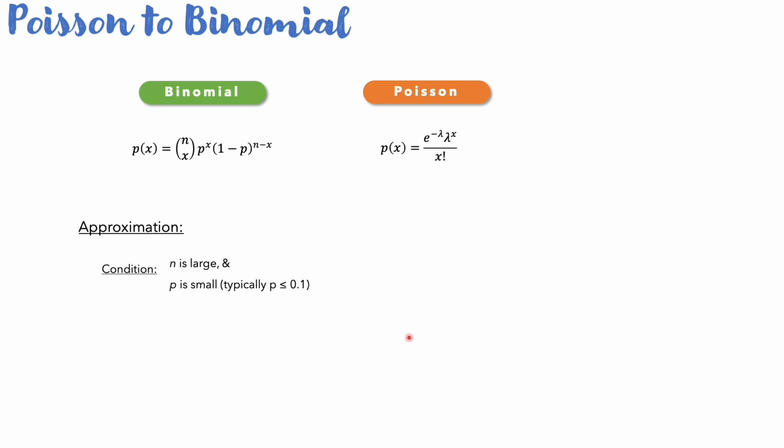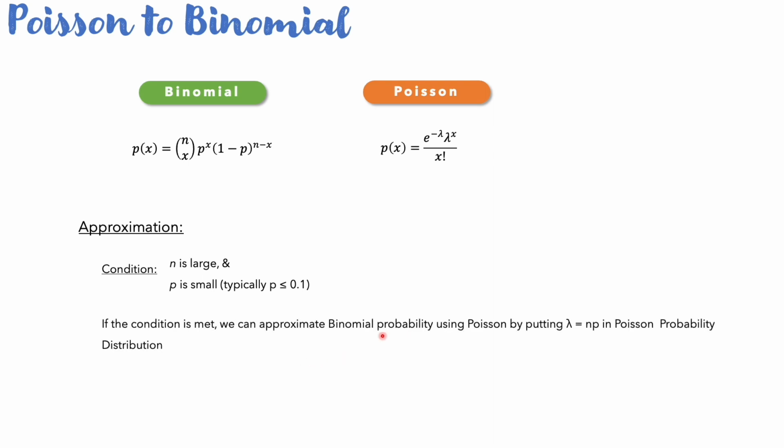Then if this condition is met, we can approximate binomial probability using Poisson probability distribution model by replacing lambda in this formula by n times p. Okay, n and p are the variables which we get from the mathematical model of binomial probability distribution. We simply replace this lambda with np in this formula, and we can use this to calculate probabilities in binomial distribution, and our approximation will be adequate if these conditions are met.